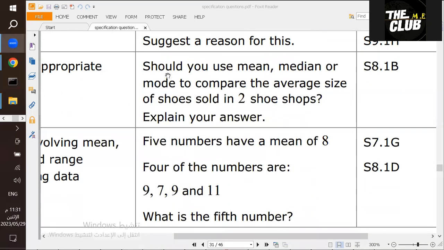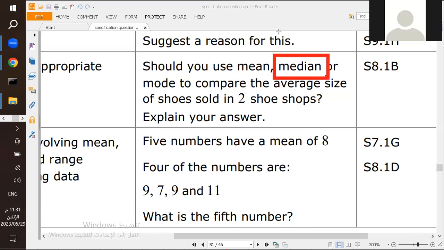This is an outlier. Should you use mean or median? If you have two shoe shops and you want to compare the average size of shoes sold in the two shops, which one is better, mean or median? Mean. Mean is better, right? The mean is the best thing to compare data. Why isn't it the median? Why can't we count on the median? Because the mean is better. It's for counting the average. It adds the numbers and then divides by the number of shoes they have. So mean is better to compare data.